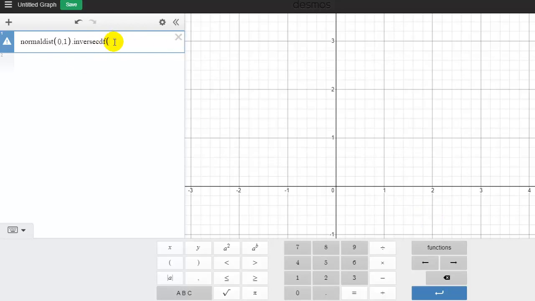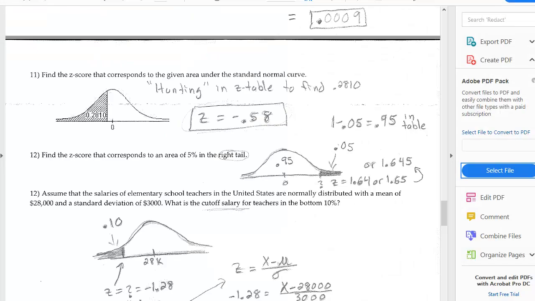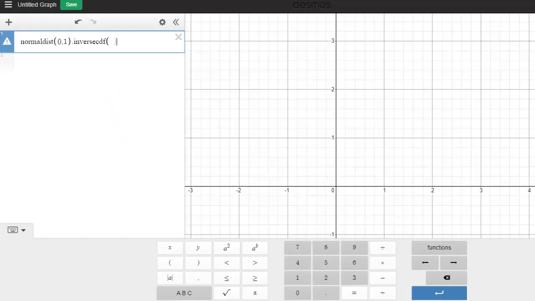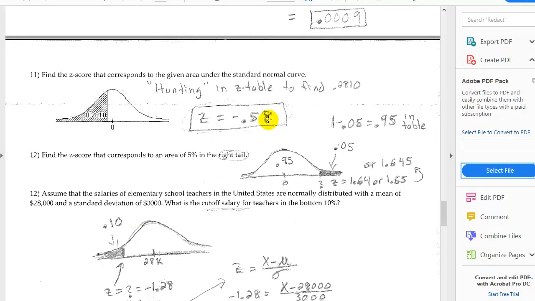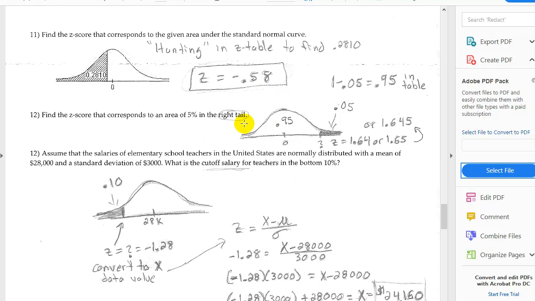Now, what I'm going to type in here is the area to the left. So if I bring my graph back up, the area to the left is 0.2810. So I'm going to type 0.2810. Oops, I have to put that in the parentheses. 0.2810, and there is the z-score that corresponds to that area to the left. So negative 0.58 if I round to two decimal places.